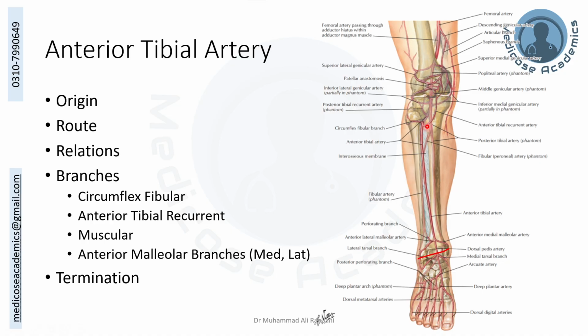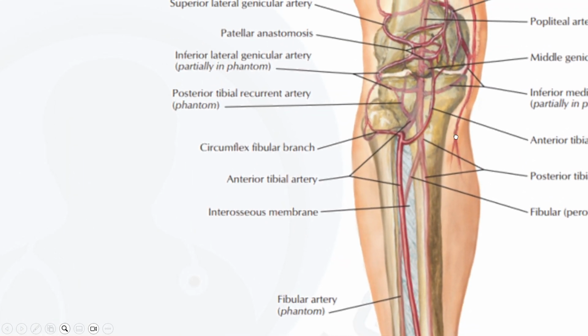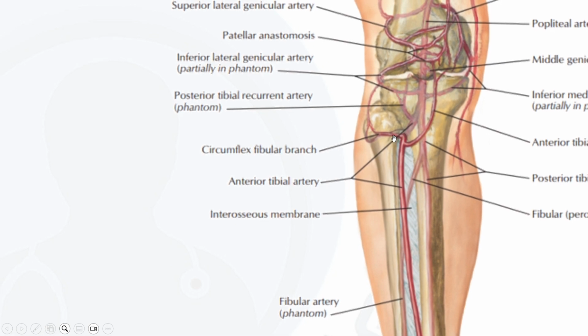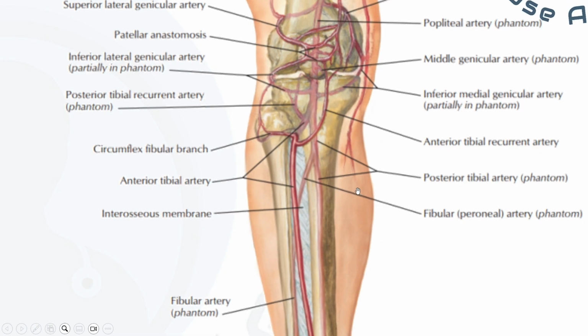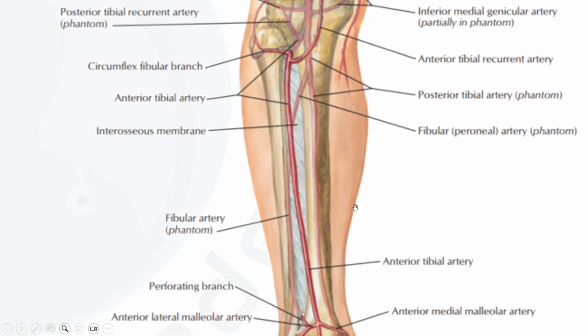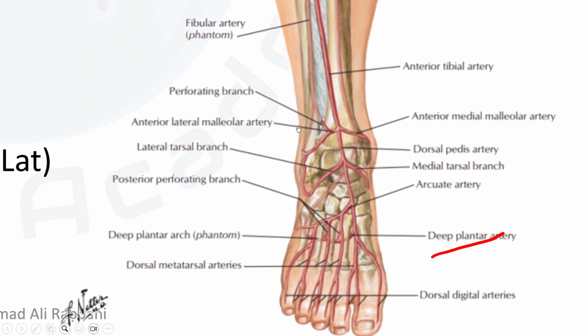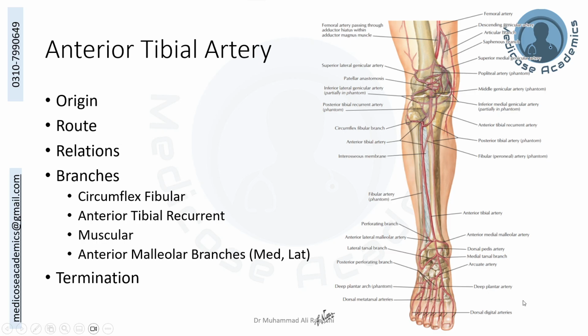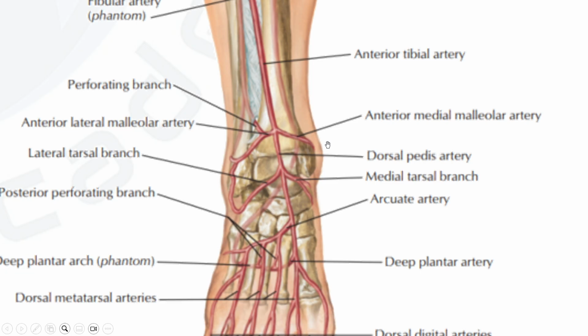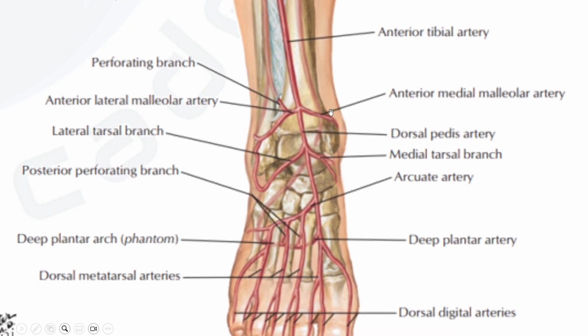Its branches, if you see from the upper end, it gives two branches that go back to the knee. On the fibular side there is the circumflex fibular branch, and on the tibial side, the one that goes up back to the anastomosis around the knee joint is the anterior tibial recurrent artery. It goes down and gives many muscular branches, not shown here, and when it comes down there are two main branches to be discussed, going to either side of the malleoli: the anterior medial and anterior lateral malleolar branches.